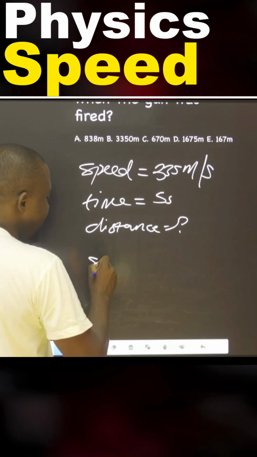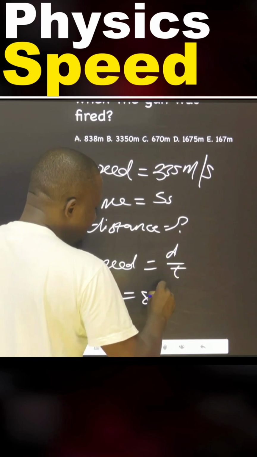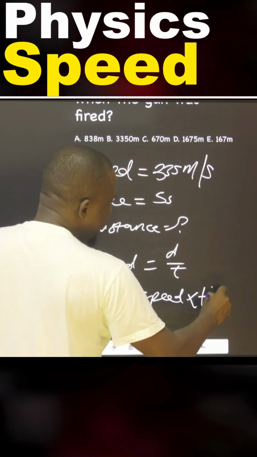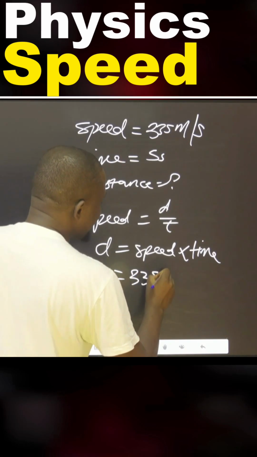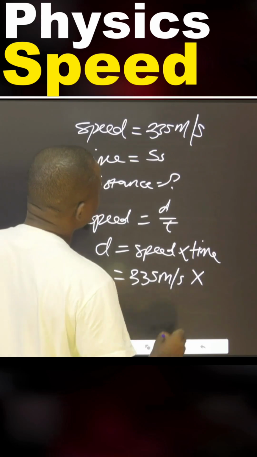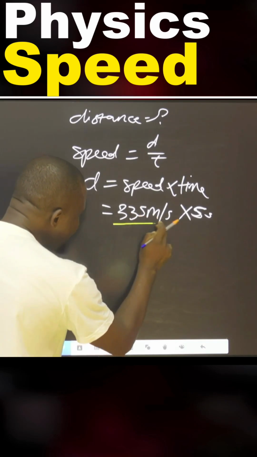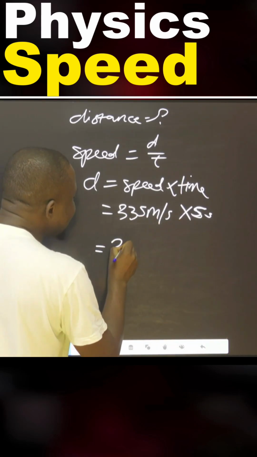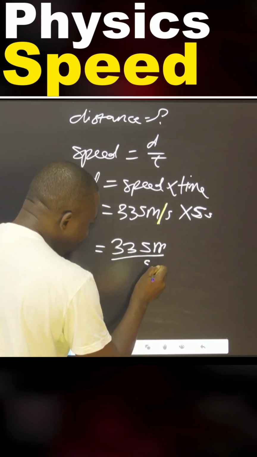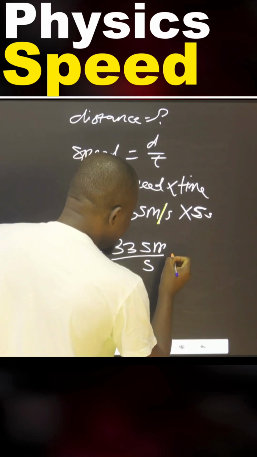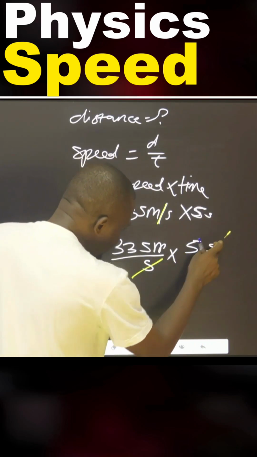So the speed is equal to distance over time. Distance is speed multiplied by time. Okay? So therefore, this is 335 meter per second multiplied by 5 seconds. Okay? What is the meaning of this, by the way? This simply means 335 meter over seconds times 5 seconds. Seconds, we cancel seconds.